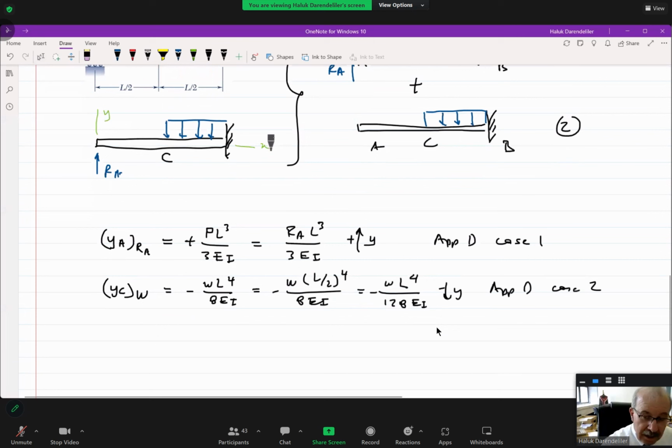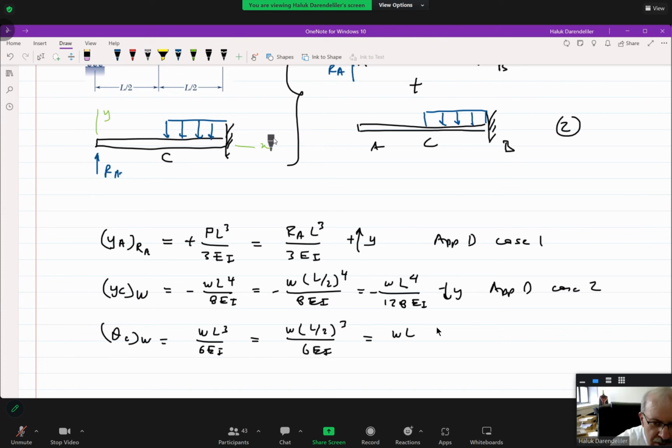And also, from this appendix, theta C for W is given as, if you look at the table again, W L cube over 6 EI. Now look, since rotation is clockwise, it is positive. So this is equal to W L over 2 cube over 6EI when compared with our problem, and that's equal to WL cube over 48EI. From where? From Appendix D, again, case 2.